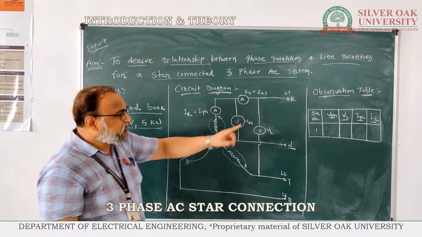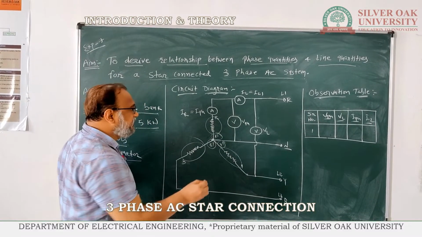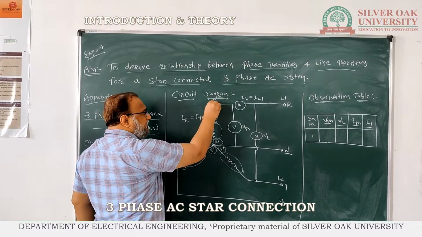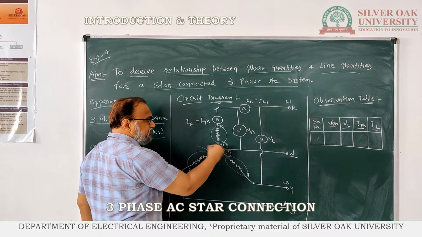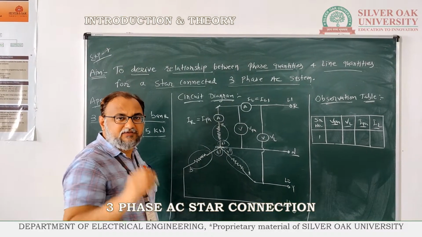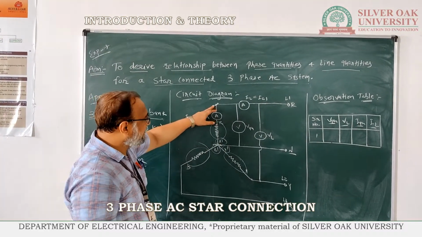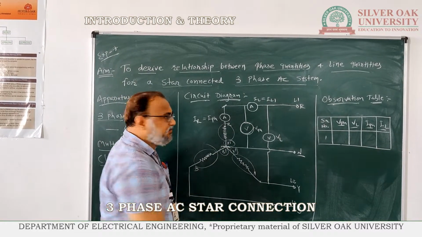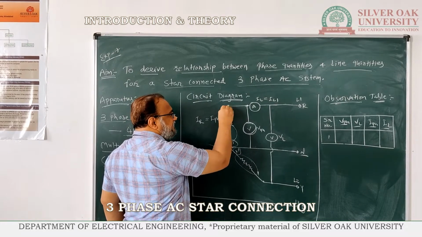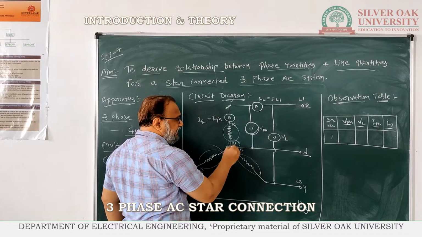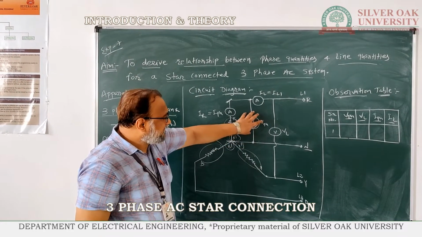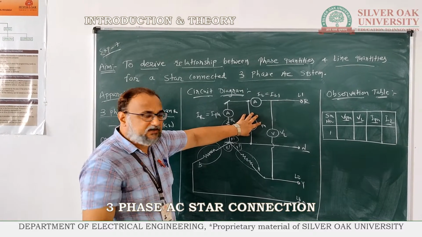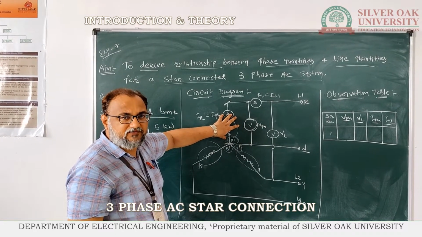So this is a star connection. Now, if we want to measure the phase voltage, then we will measure it between these two terminals. You can see here that I have connected this voltmeter between these two points. This end is connected here, and this end is connected here. So this voltmeter will measure the phase voltage of our phase.